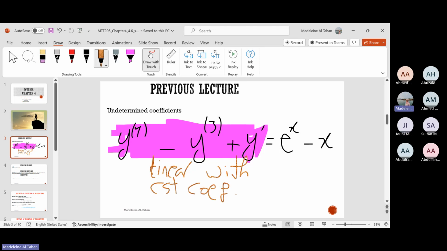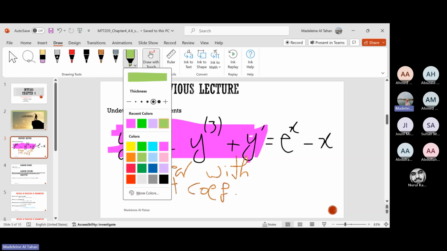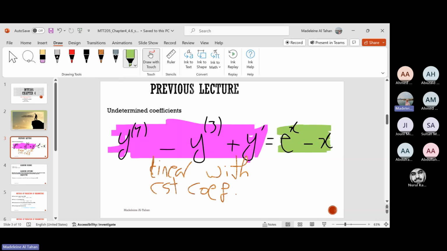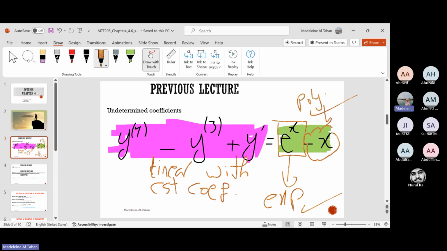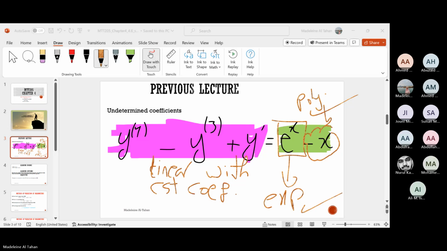Yes. Okay. And this one that is here, the function g of x is divided into 2 parts. This one is exponential, so we are okay with it. And this one that is here is a polynomial of degree 1, and we are also okay with it. So in this case, undetermined coefficients can be used, right? Yes. Noor, is it okay? Yes, miss.